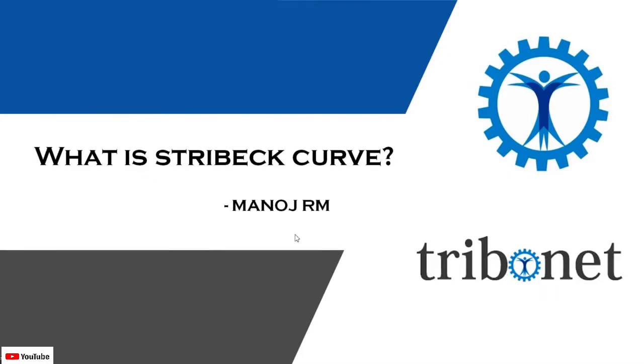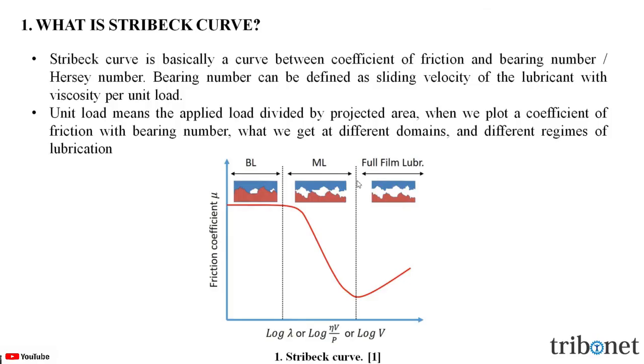My name is Manoj. Today, let us learn about Stribeck curve. What is Stribeck curve? Stribeck curve is basically a curve between coefficient of friction and bearing number, which is also called as Sommerfeld number. Bearing number can be defined as sliding velocity of the lubricant with viscosity per unit load. Unit load means the applied load divided by the projected area.